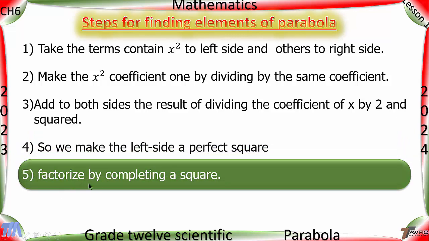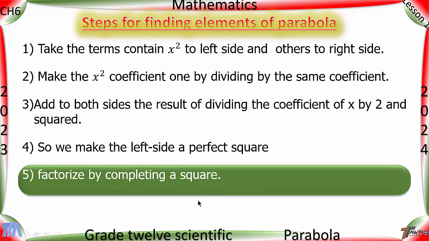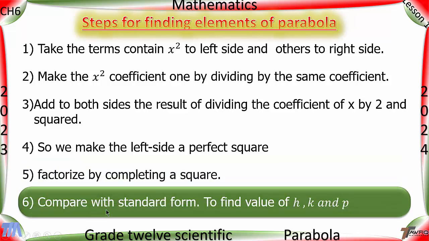Step 4. Factorize by completing the square on the left side, and compare with the standard form to find the values of h, k, and p.